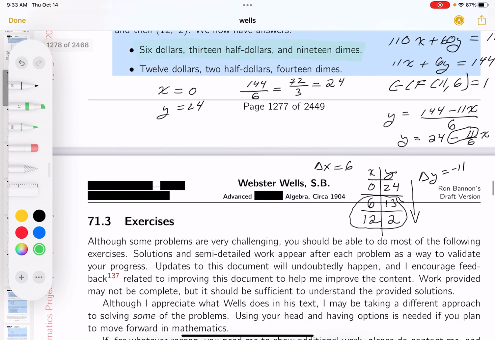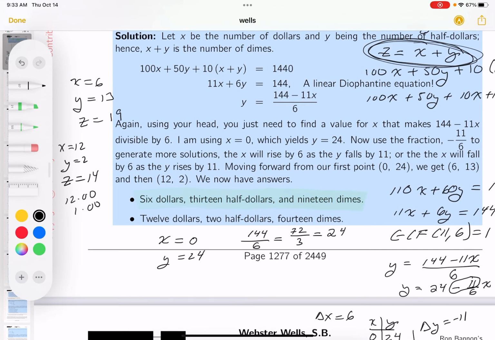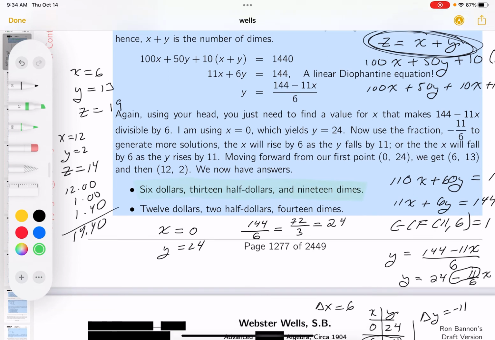What's the other solution we found? 12 and 2, right? I'll put this down. And what's z? Again, I can't say it enough times. It's x plus y, which is going to be 14. What does this give me? Well, x is the number of dollars. That's $12. 2 is the number of half dollars. That's going to be $1. And 14 dimes is worth $1.40. What do you get? $14.40. So what am I going to say? I'm going to say 12 dollar coins, 2 half-dollar coins, and 14 dimes.